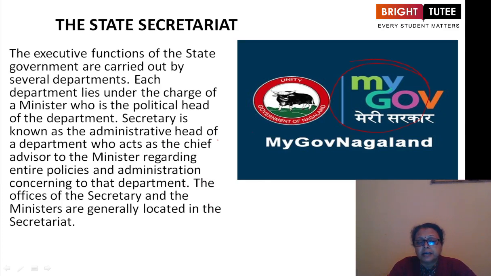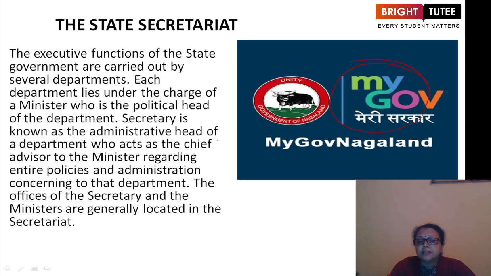The minister is the political head of that particular department, but the secretary is known as the administrative head of that department, and he or she acts as a chief advisor to the minister regarding the entire policies and the administration concerning the department, whichever department it is, whether finance, lawmaking, or defense. The secretary is the administrative head of that department.